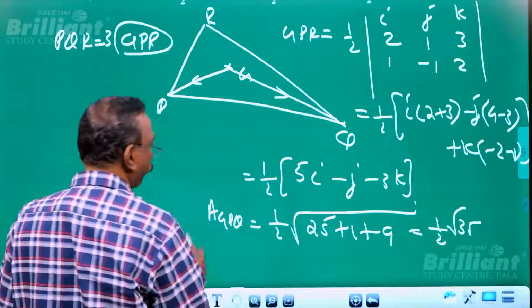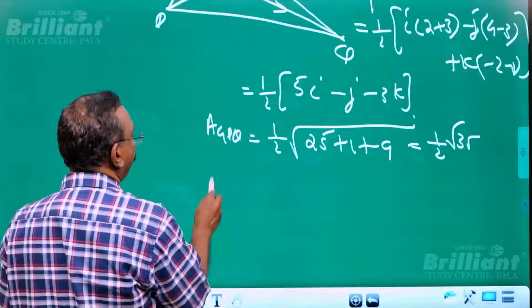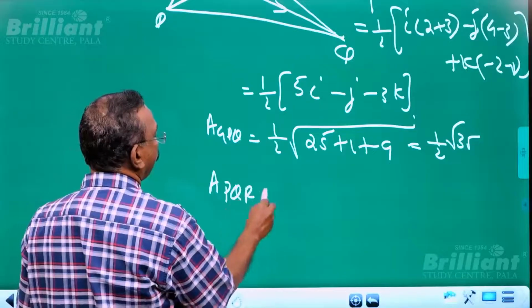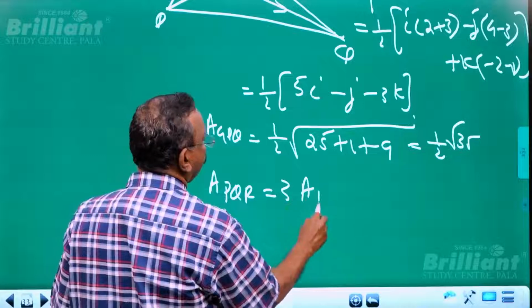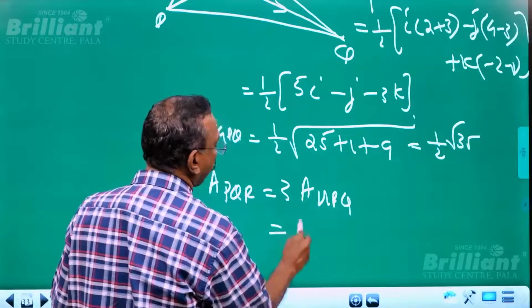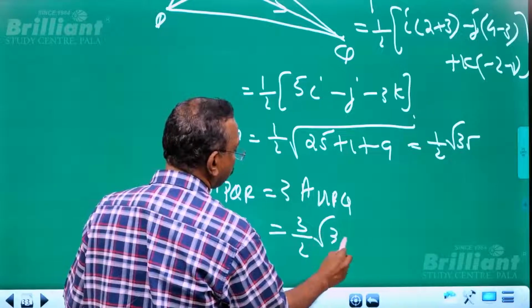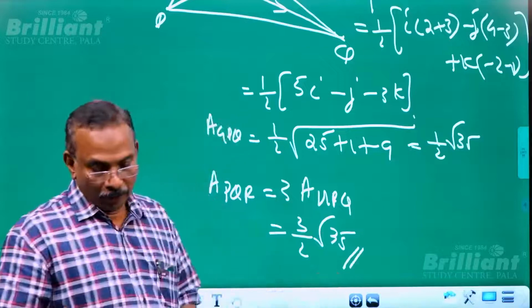Therefore, the area of PQR is equal to 3 times the area of GPQ, which is 3 by 2 root 35. This is the required answer.